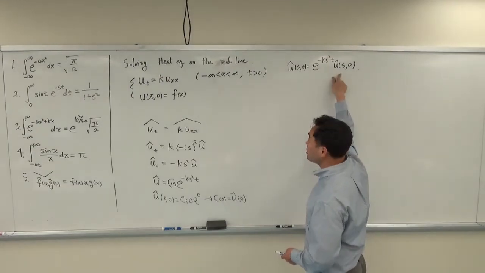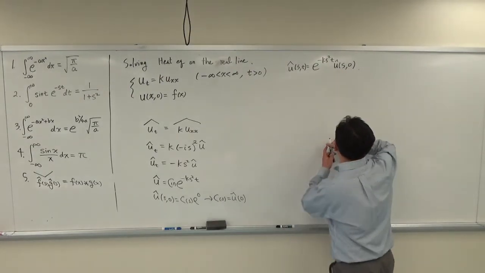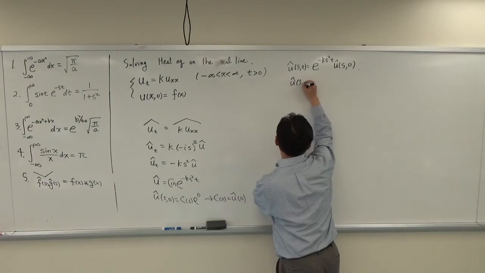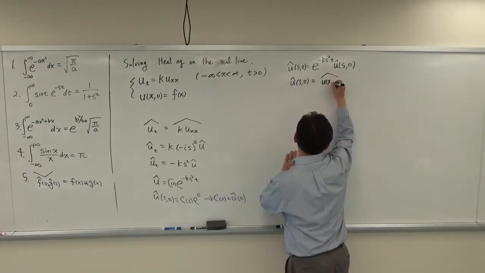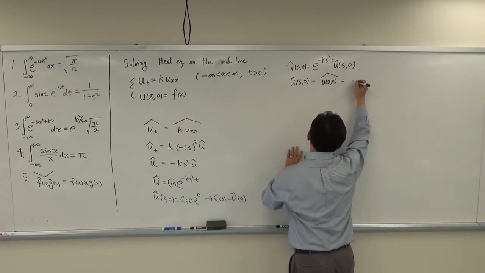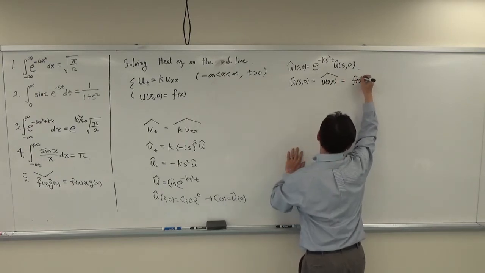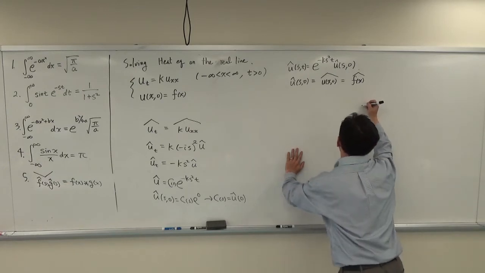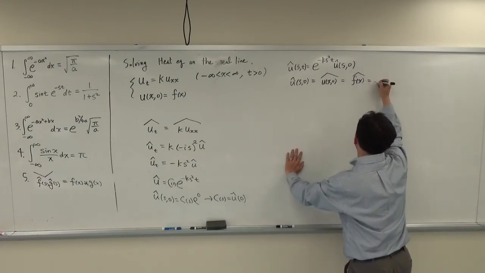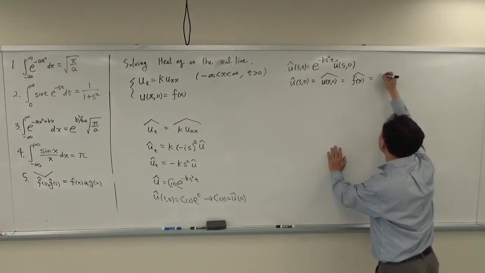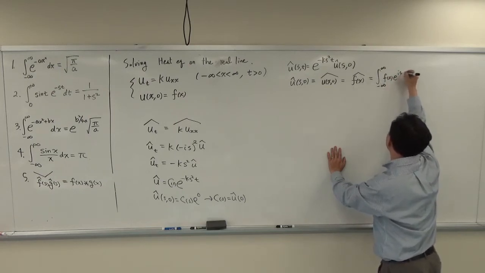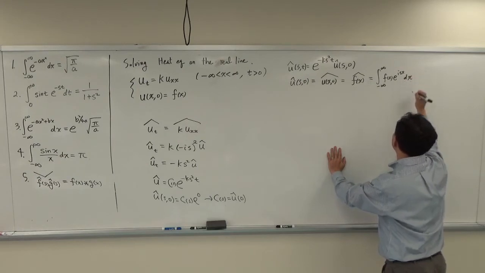Right? But then what is u hat of s, 0? This is really the Fourier transform of u of x, 0, but that's given as f of x, right? So this is what you really need to do. This is really the integral from negative infinity to infinity of f of x e to the isx dx. That's what it is.